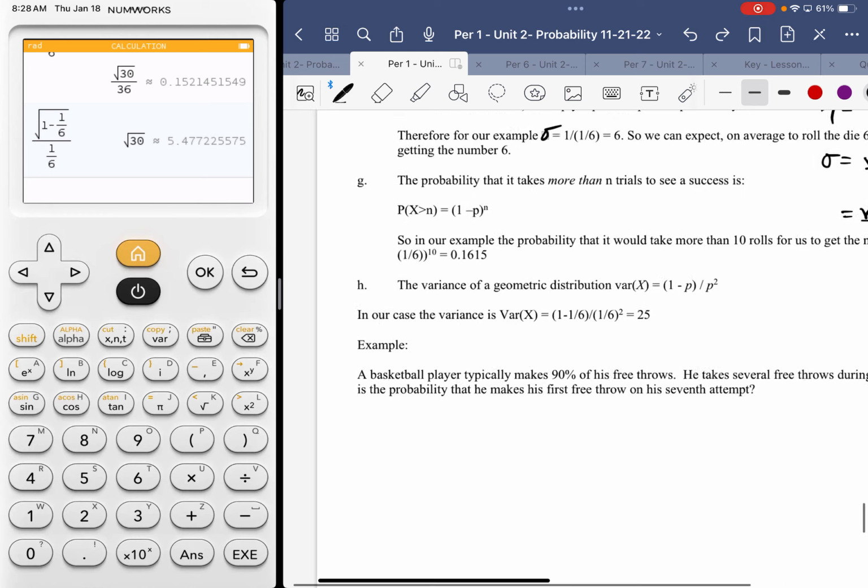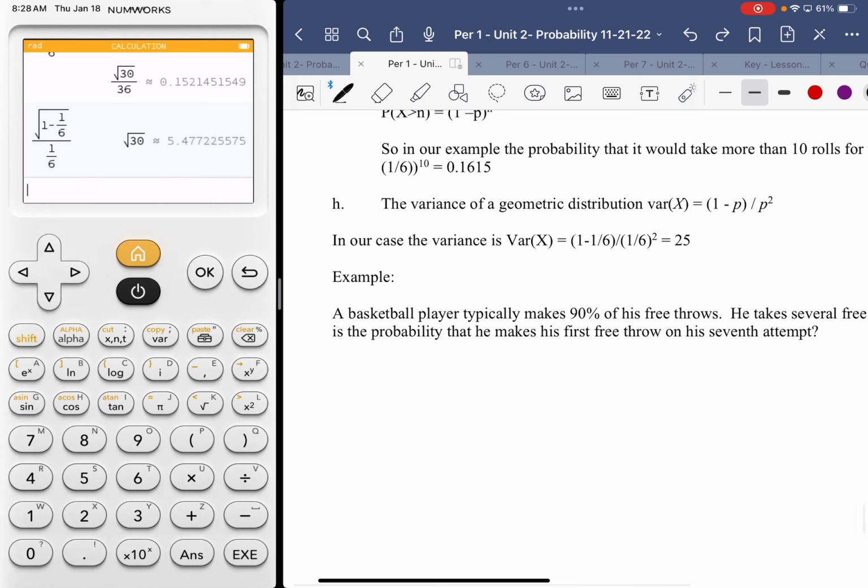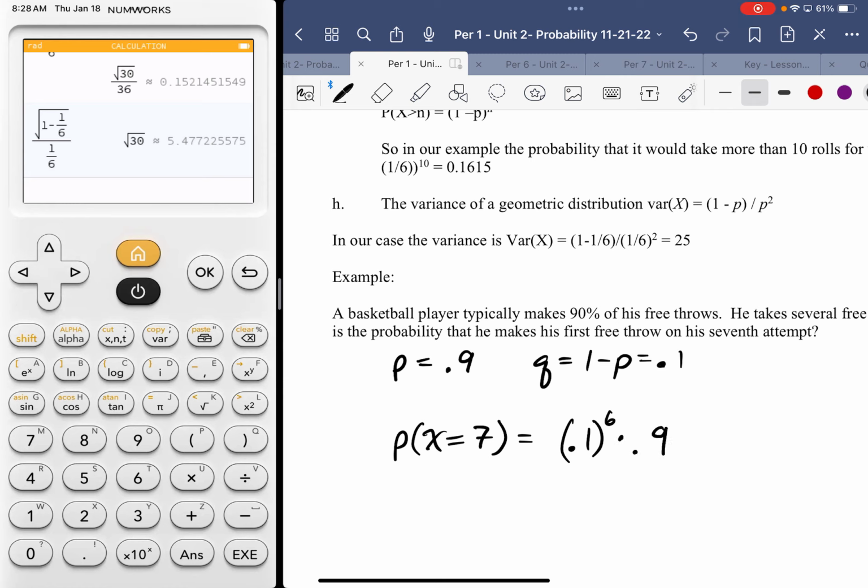All right. So my first success on my 7th attempt, probability of success is 0.9, probability of failure is 0.1. That means if I'm going to have the probability of x equals 7, that means that I failed 6 times and then I succeeded.